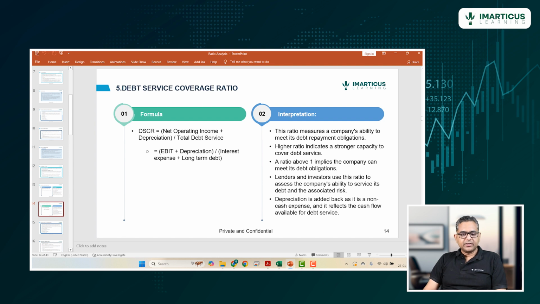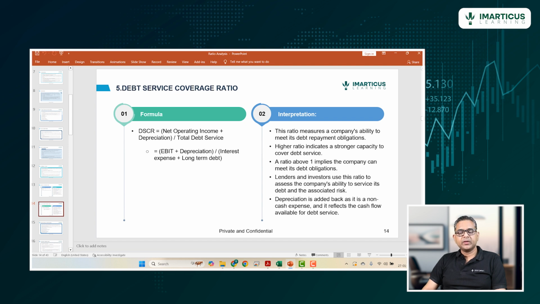Next is debt service coverage ratio. This is the last among the solvency ratios. Again, like interest coverage ratio, this is very relevant for the lender. Before they give out the loan, they would definitely not only be looking at interest coverage ratio but also debt service coverage ratio. DSCR is equal to net operating income plus depreciation divided by total debt service.